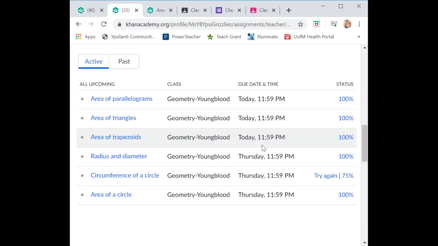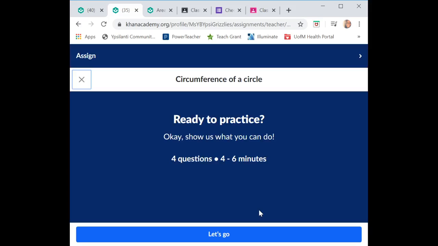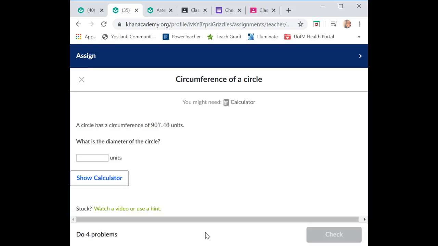So now we're going to go back to our tasks. So we just did radius and diameter. Now we want to look at circumference of a circle. That was the second assignment. It's only 4 problems. So these are a little bit more complicated. They're giving you the circumference and asking you to find the diameter.